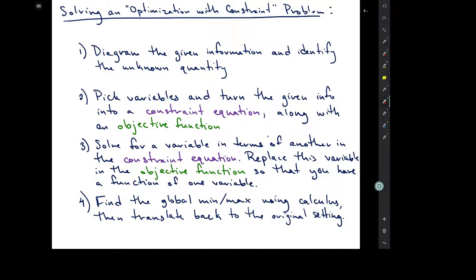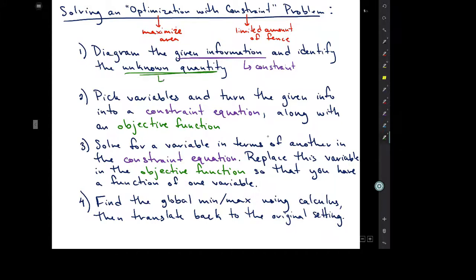Okay, so here is this whole process summarized. So this is what's called an optimization with constraint problem. We're trying to optimize something, either find a maximum, sometimes we want to find a minimum, and we're given some sort of constraint in a problem. In this problem, we wanted to maximize the area, and the constraint that we were given is a limited amount of fence. So the first step in these problems is always to diagram the given information and identify what it is that the unknown quantity is. So in this case, the given information went into our constraint equation, and the unknown quantity of the area went into our objective function.